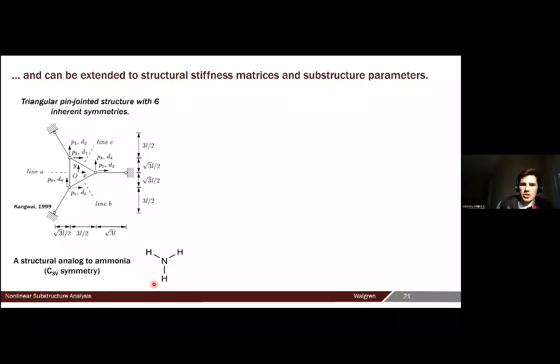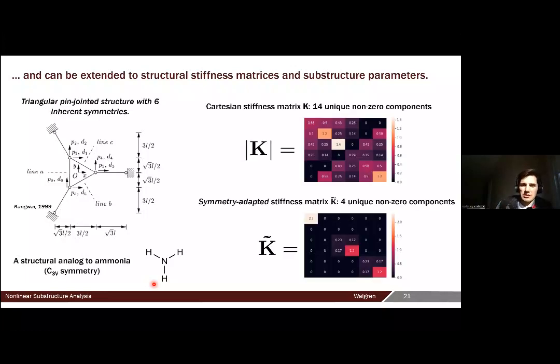By applying group theory, you can rearrange the stiffness matrix, going from your general stiffness matrix, where I've shown the absolute value to give a comparison, where pretty much every single component of that matrix is filled in besides 8 or so. You can tell there might be symmetry showing up because this box here is the same as this box here, but you don't really know. What group theory allows you to do is transform this matrix into a symmetry adaptive space, where now instead of 14 unique non-zero components, you have 4 unique non-zero components.